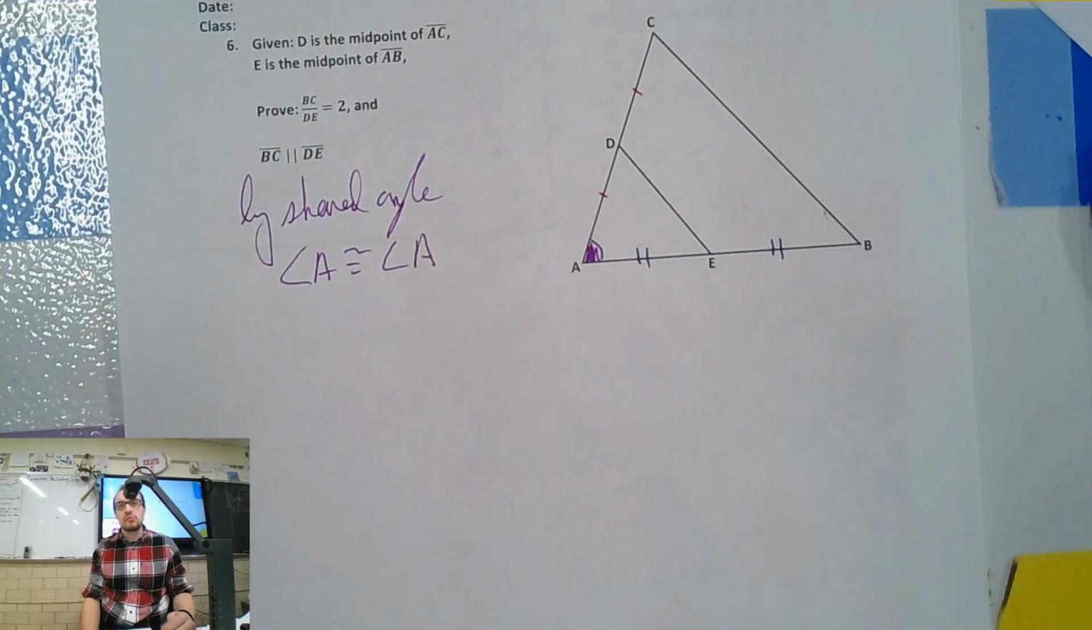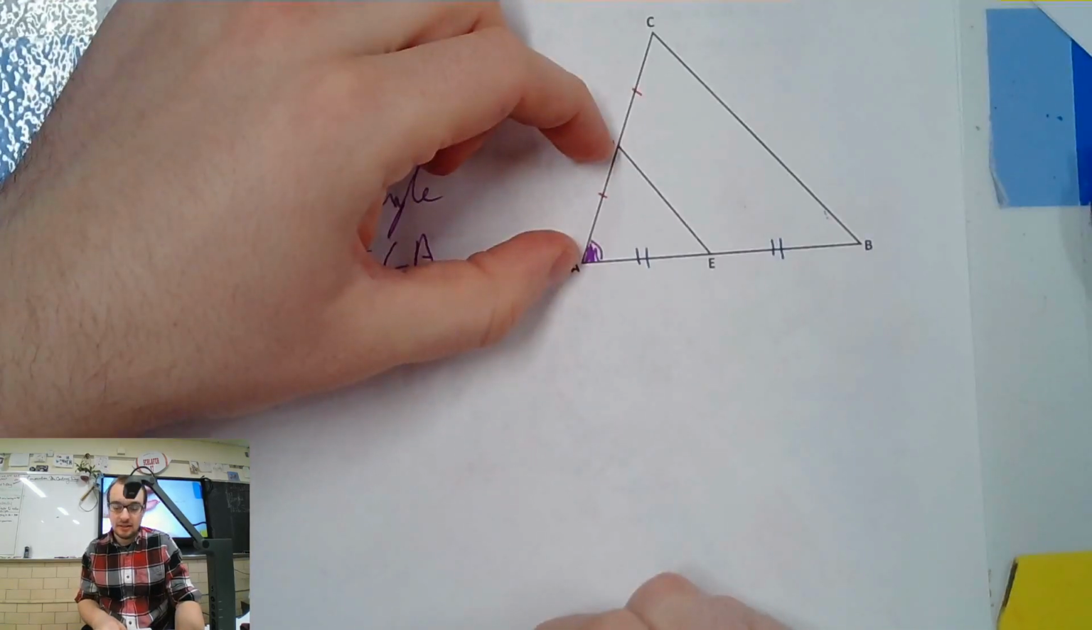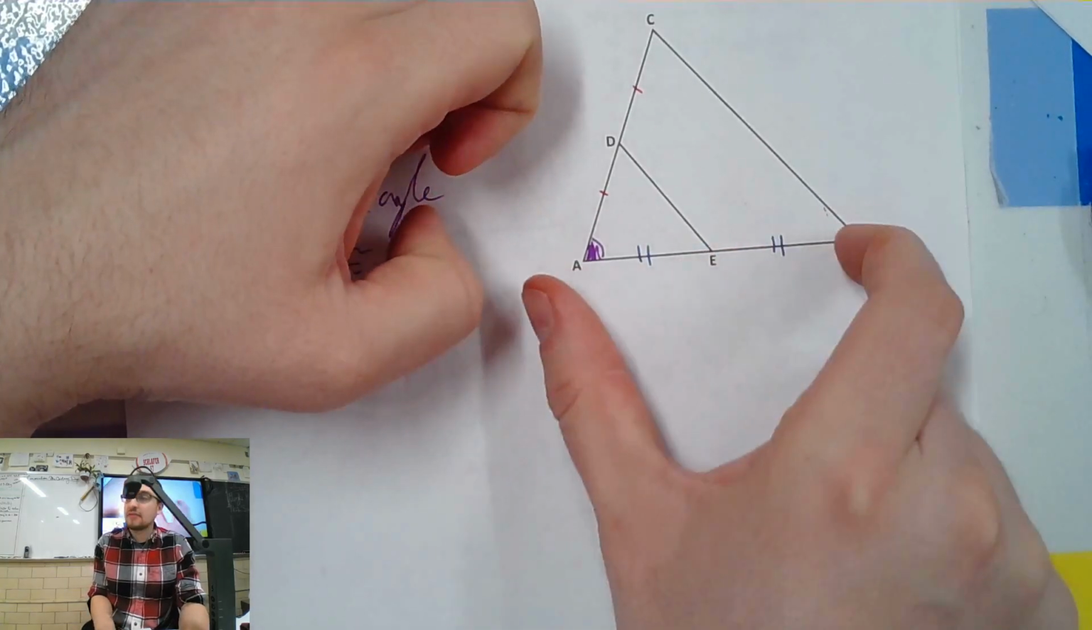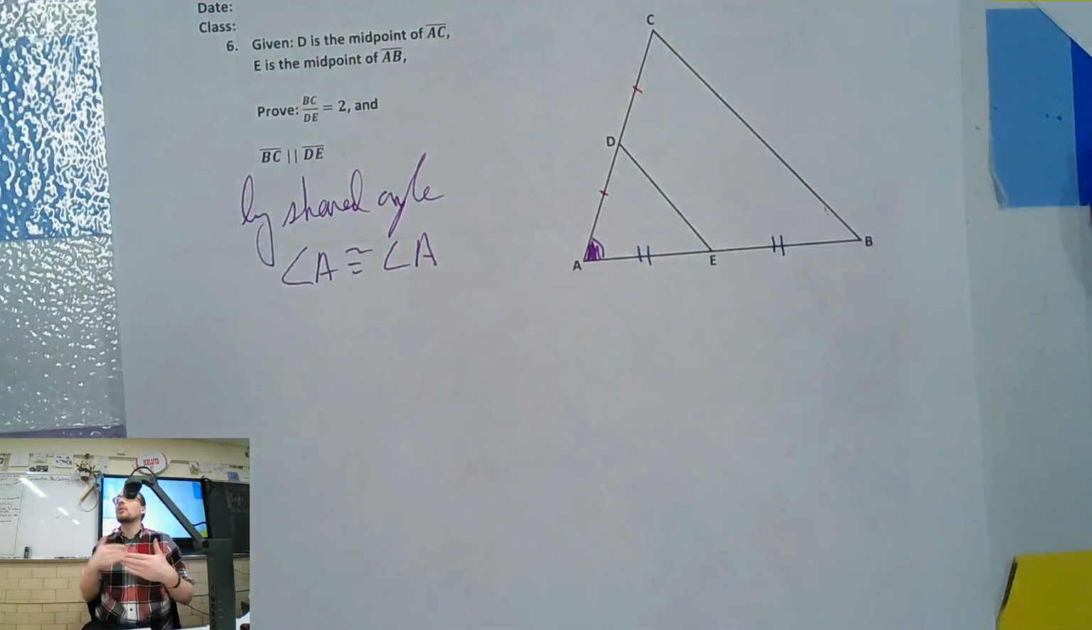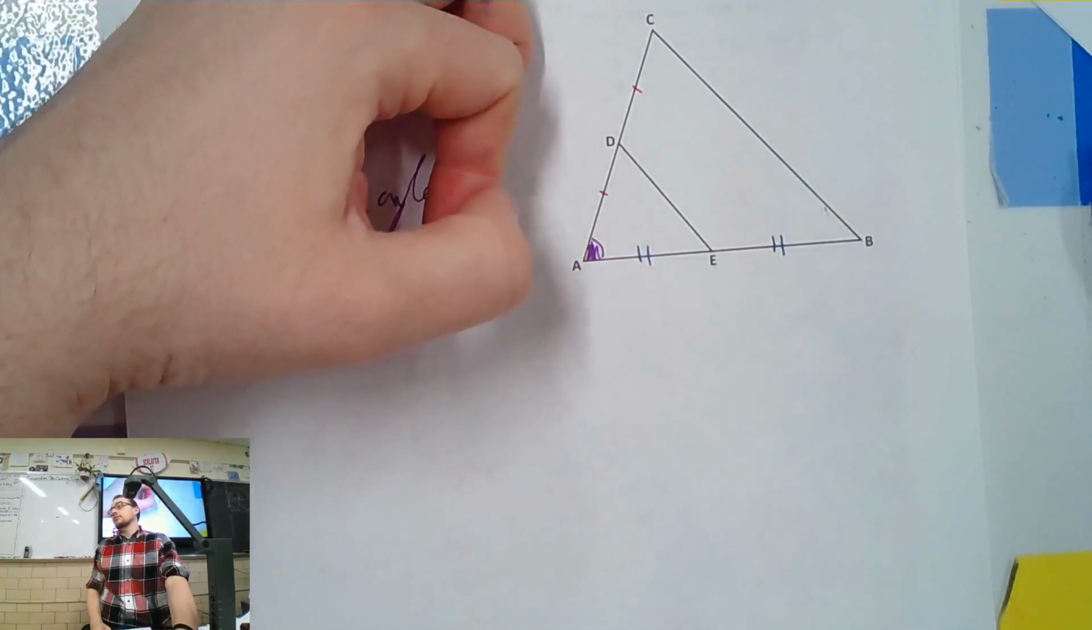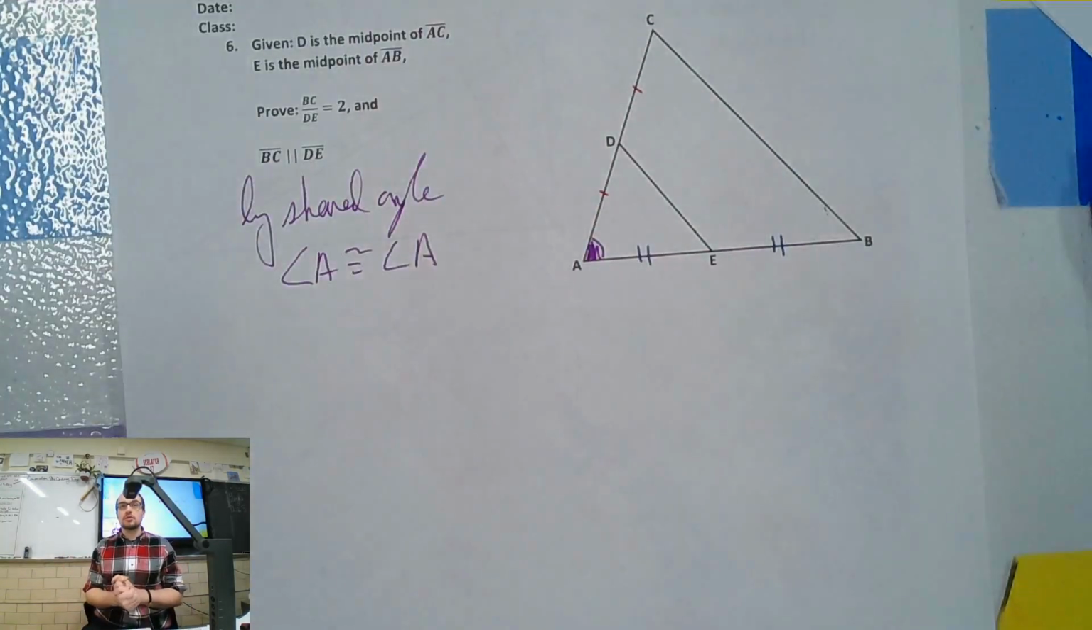We need to talk about the sides before we can use SAS, but notice that this side is half of this side, and this side is also half of that side. So they both are proportional. They relate by the same number, half. If this was a third of the whole side and this was a half, they wouldn't be proportional, but it's half and half, so it's okay.